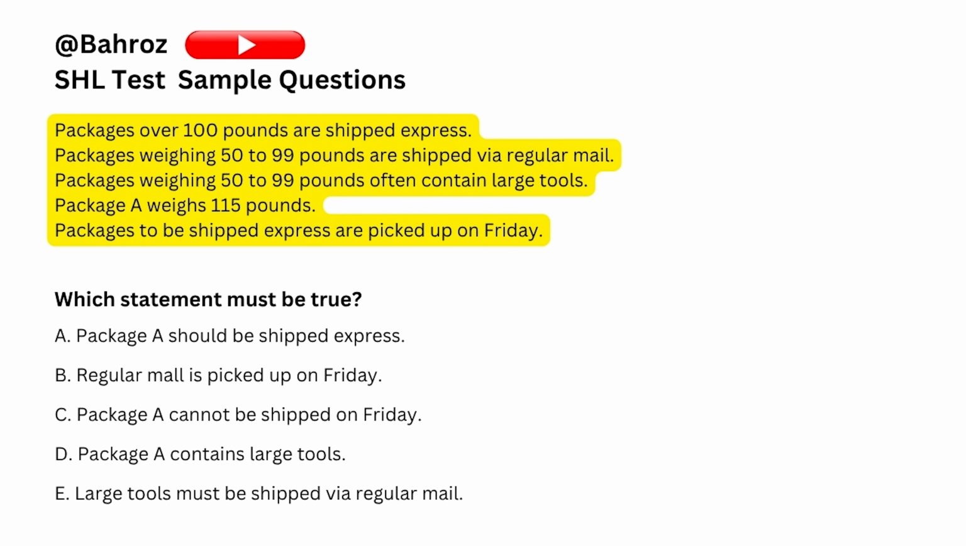So let's go through the options one by one. Option A says Package A should be shipped express. That's true based on its weight. Option B talks about regular mail pickup, but we don't know when that happens, so it's not guaranteed. Option C says Package A can't be shipped on Friday, but since it's express, it can be shipped on Friday, so that's false. Option D claims Package A has large tools, but large tools are linked to 50 to 99 pound packages, not 115 pounds. Option E says large tools must go by regular mail, but the rules only say they often do, not always. Option A is the only one that's always true. Hence our answer, because it weighs 115 pounds, so it falls under the rule for express shipping.